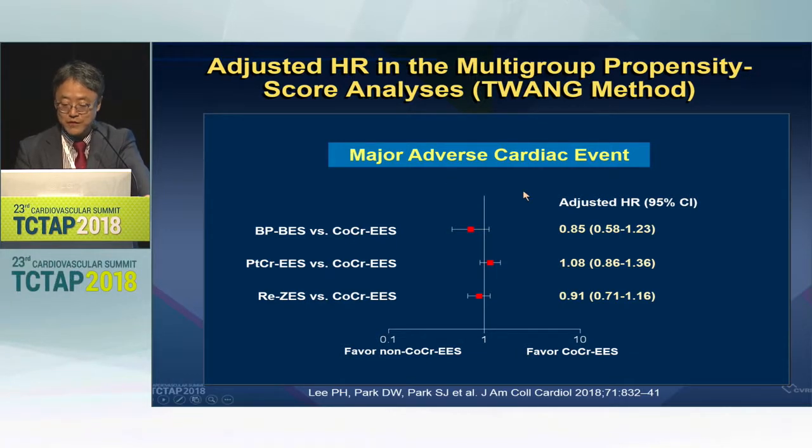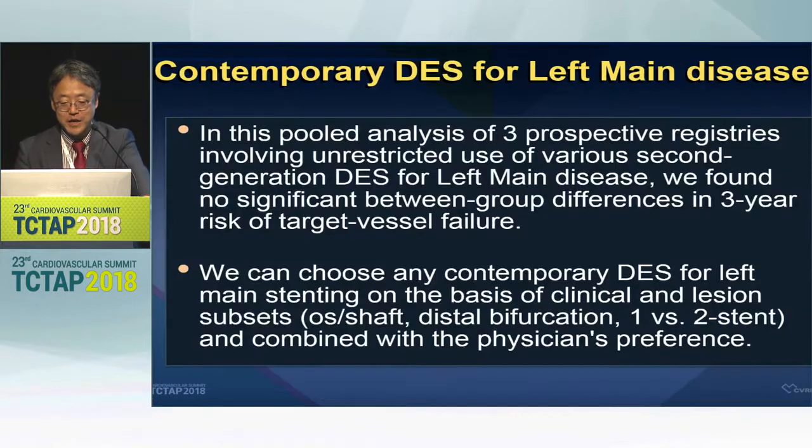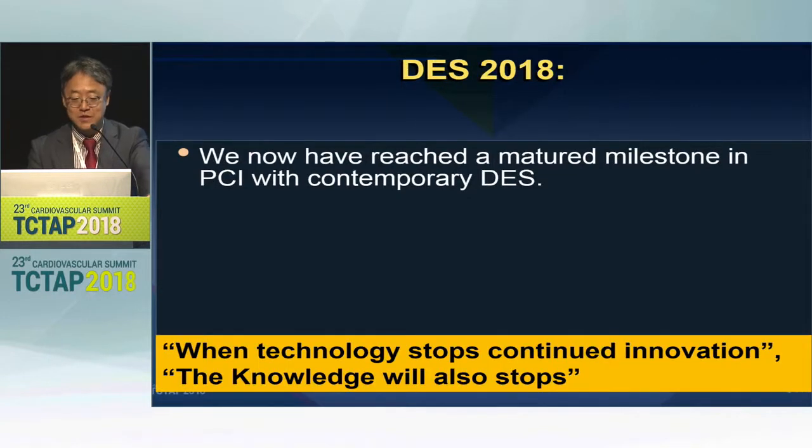There is no difference between the stent comparisons, and in this full analysis of 3 prospective registries involving unrestricted use of contemporary drug-eluting stents for distal left main disease, we did not find any significant between-stent group difference. We can choose any contemporary drug-eluting stent for left main stenting on the basis of clinical and lesion subset, also sharp distal bifurcation, 1 or 2 stents, combined with physician preference.